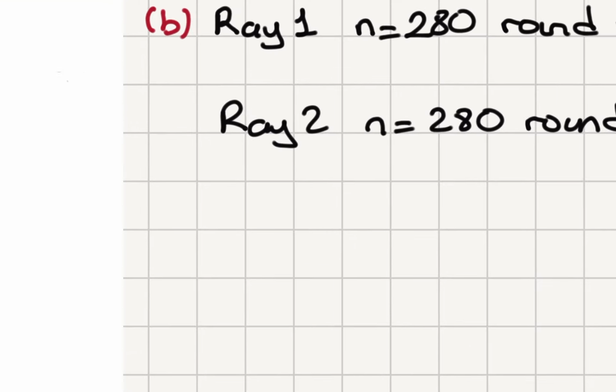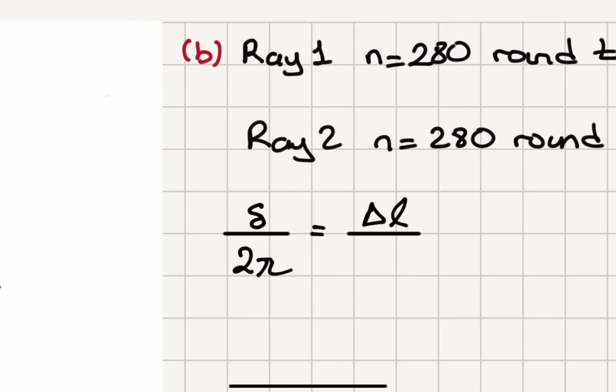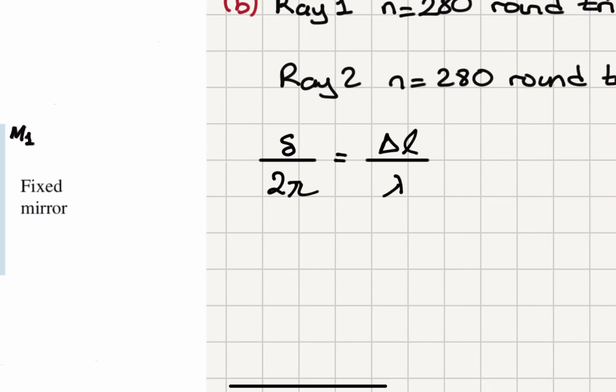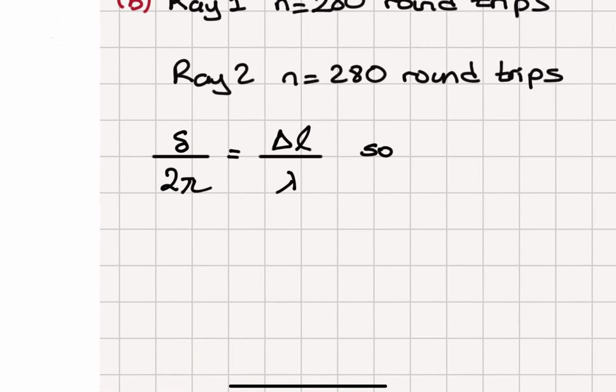Now, what is the relationship between path difference and phase difference? The phase difference that will occur, delta, divided by 2 pi, is equal to the path difference divided by the wavelength lambda. So in one wavelength, we develop a phase difference of 2 pi. So we can see that the relationship between phase difference and path difference is delta is equal to 2 pi over lambda times the path difference, delta L.